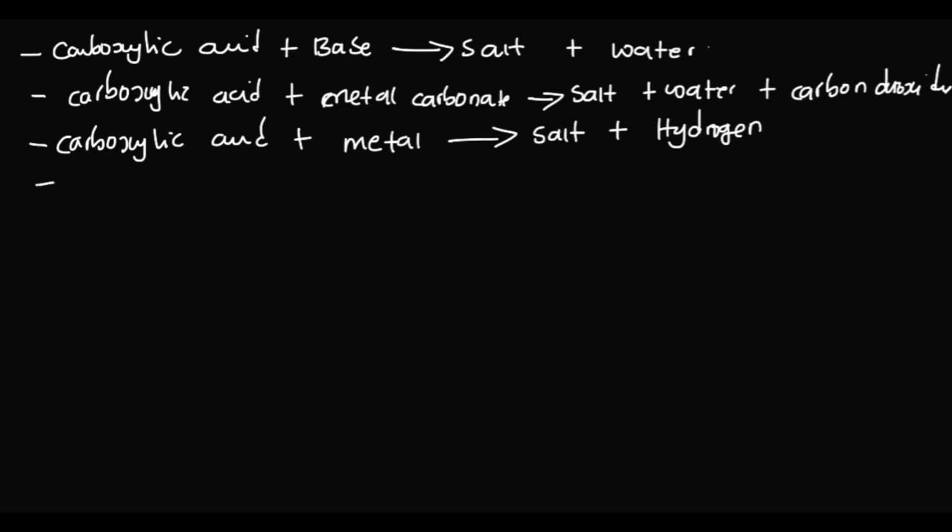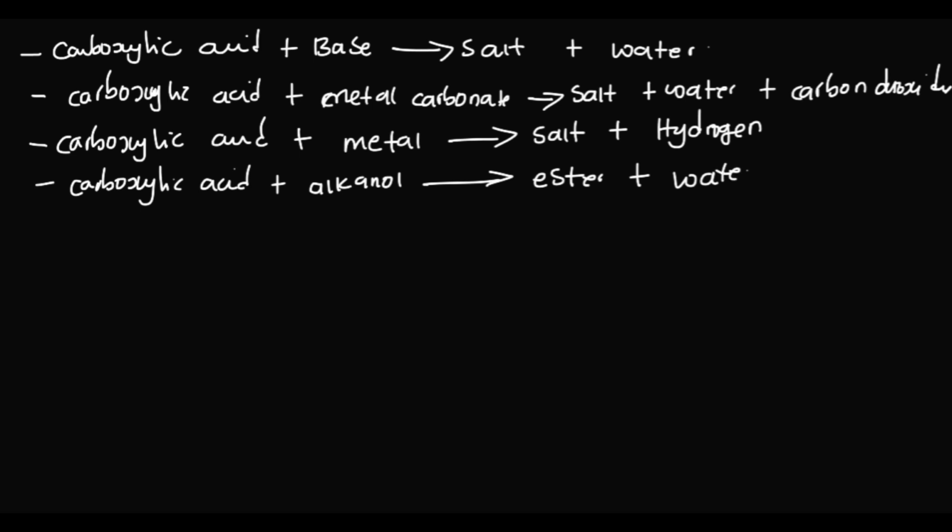Then another chemical property, what if we react a carboxylic acid plus alkanol? This time we are going to get ester plus water. So these are some of the chemical properties of the carboxylic acids. Now let's look at the first one in terms of the chemical equation.